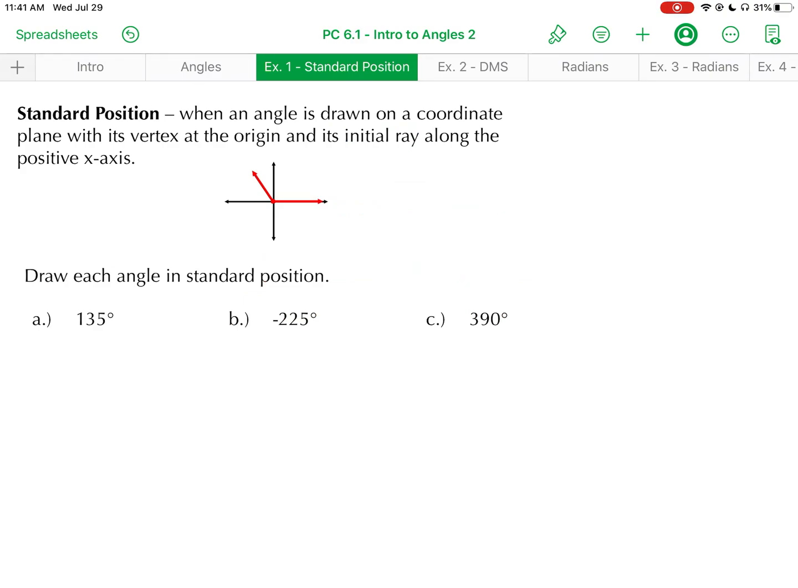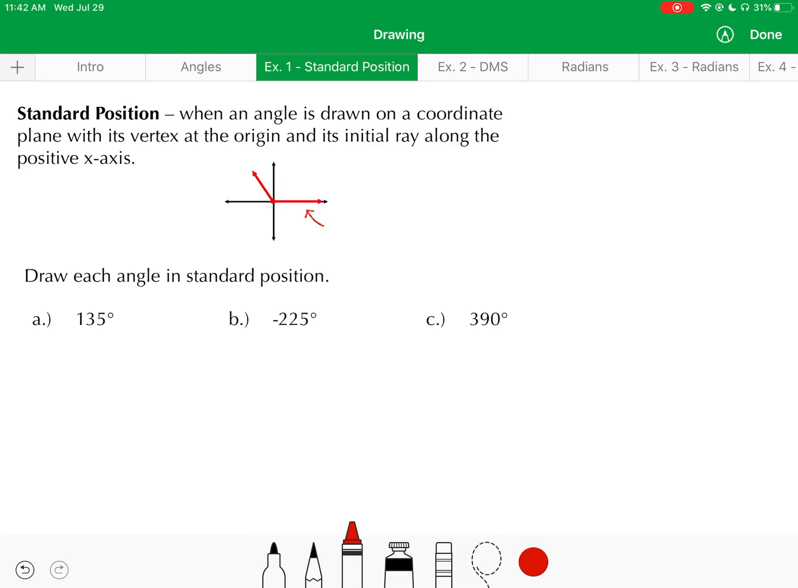Now, the first thing we're going to do is draw our angles in what's known as standard position. So this is when you put your angle in the coordinate plane with its vertex at the origin and its initial ray along the positive x-axis. So this angle that's shown in red here is considered in standard position as long as this is the initial ray of the angle. And of course, this would have to be the terminal ray.